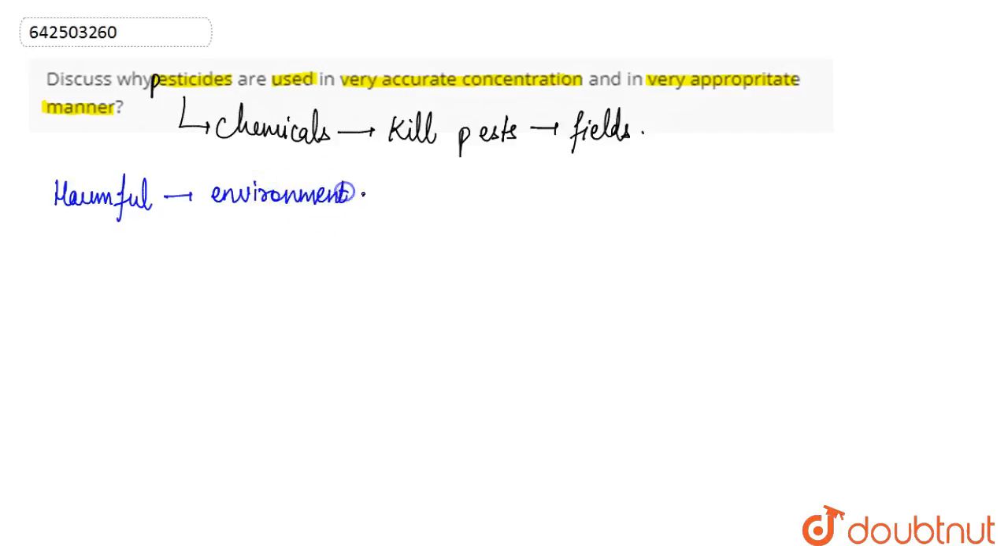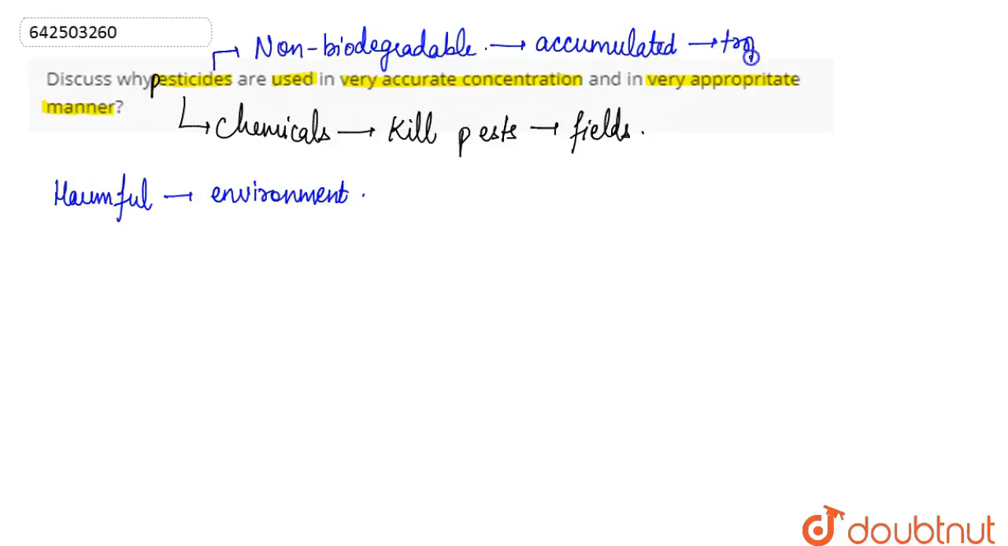Pesticides are basically non-biodegradable. So one reason is that these chemicals are non-biodegradable, and they can be accumulated in the trophic levels of the food chain.